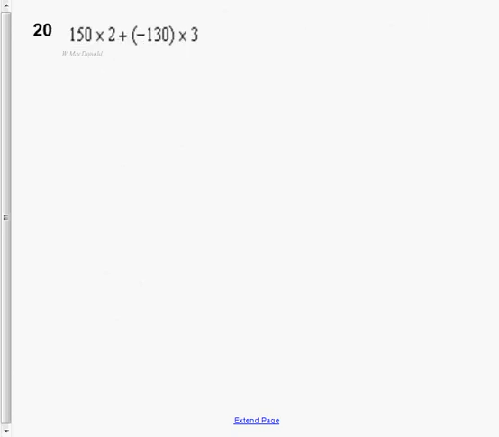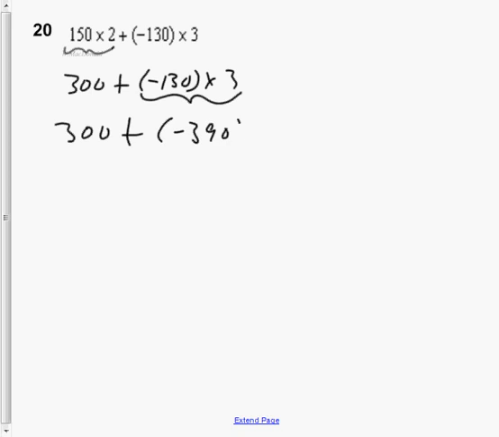Question 20. 44% of you got it right. So 150 times 2 is 300 plus negative 130 times 3. And 300 plus this product is negative 390. So I did my multiplication. I did my multiplication. The last step is to add them together. My answer is negative 90 for question 20.